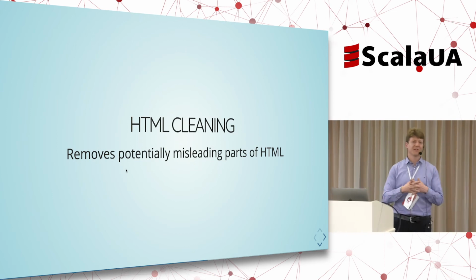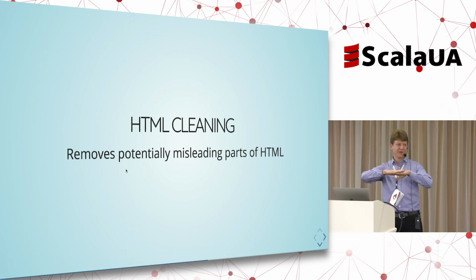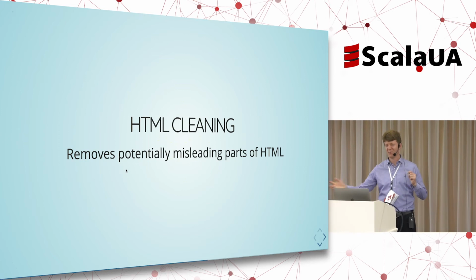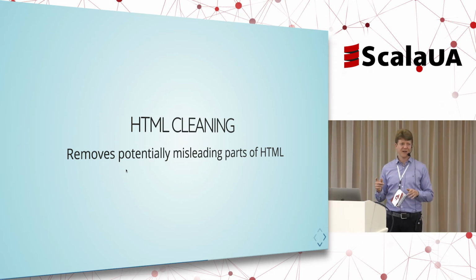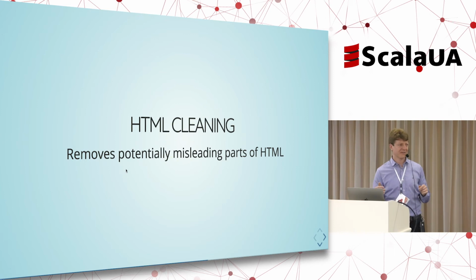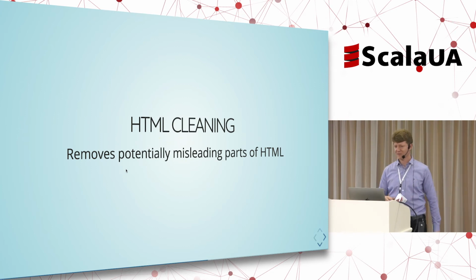Something I'm also doing before I'm actually building this bag of n-grams and transforming them into feature vectors is that I remove some parts of the HTML that are often misleading, like link texts, and indents and footers and headers and stuff that usually don't contain much information, but in some cases actually could be misleading.